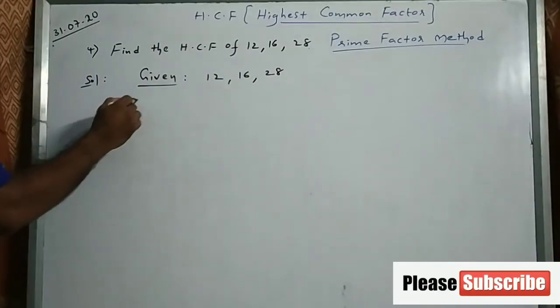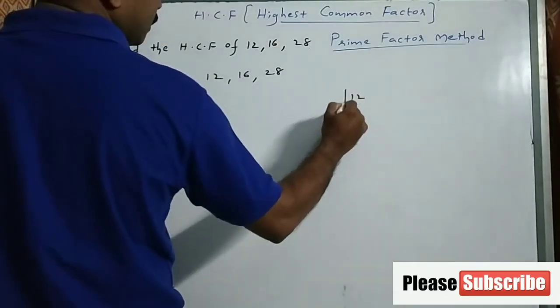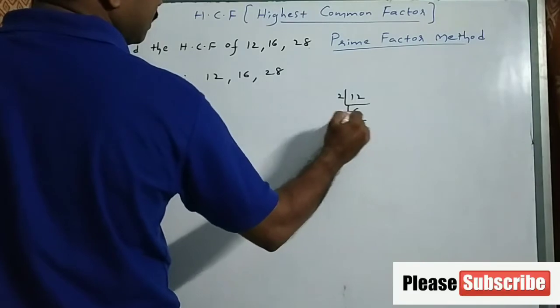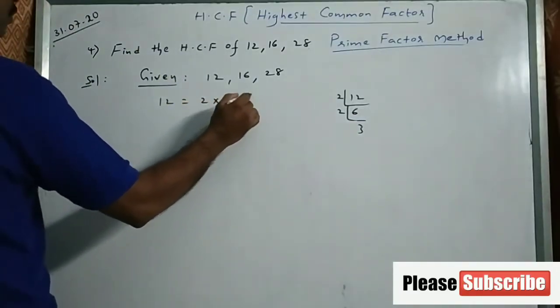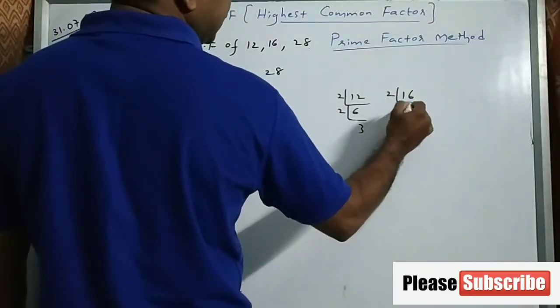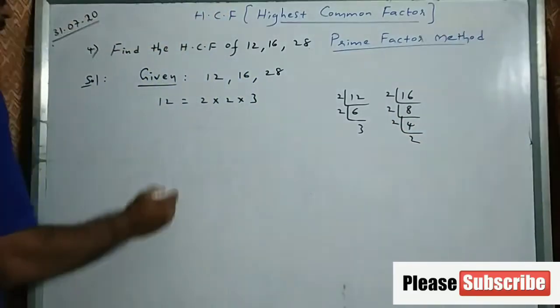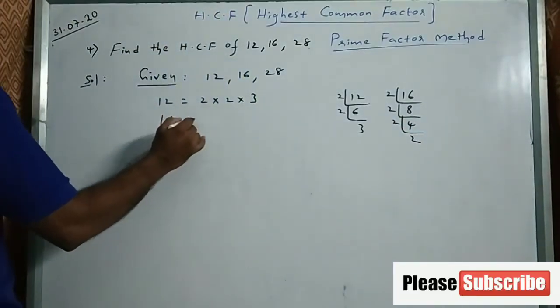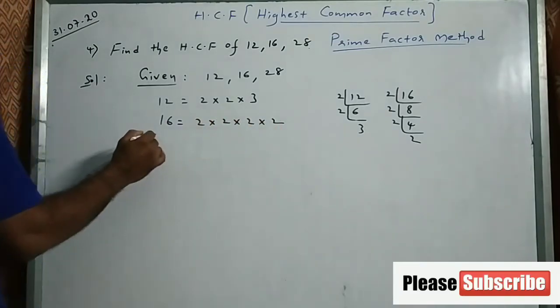Okay? You look at 12 now. How do we write 12? 2 6s are 12, 2 3s are 6. So how do we write that? 2 into 2 into 3. 16: 2 8s are 16, 2 4s are 8, 2 2s are 4. So 16 can be written as 2 into 2 into 2 into 2.